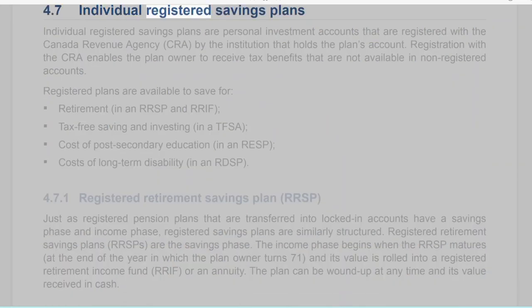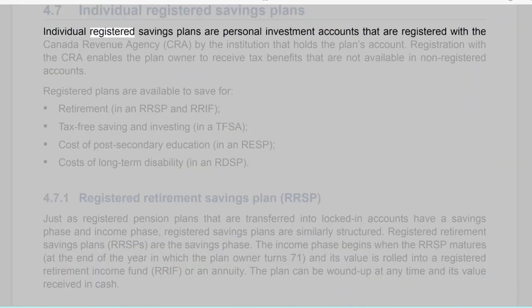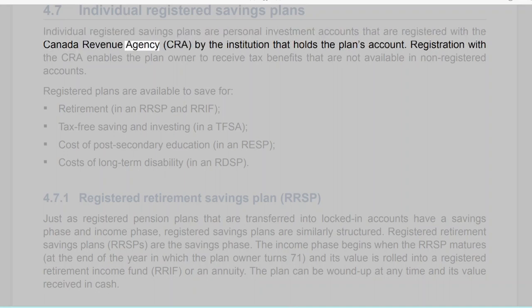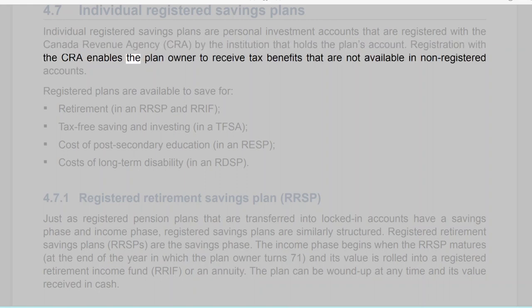4.7 Individual Registered Savings Plans. Individual Registered Savings Plans are personal investment accounts that are registered with the Canada Revenue Agency, CRA, by the institution that holds the plan's account. Registration with the CRA enables the plan owner to receive tax benefits that are not available in non-registered accounts.